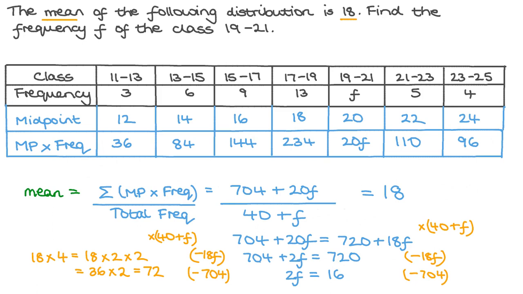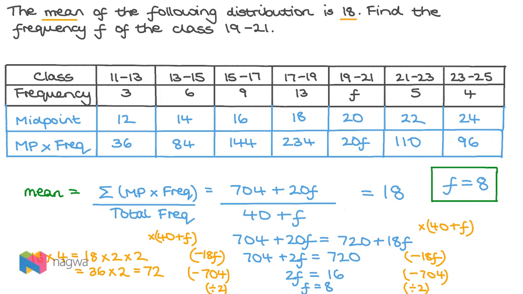Right, we're nearly there with solving this equation. The next step is to subtract 704 from each side, giving 2f is equal to 16. The final step is just to divide both sides of this equation by 2, and this gives f is equal to 8. So the frequency of the class 19 to 21 is 8.